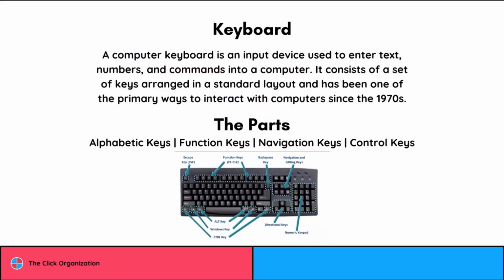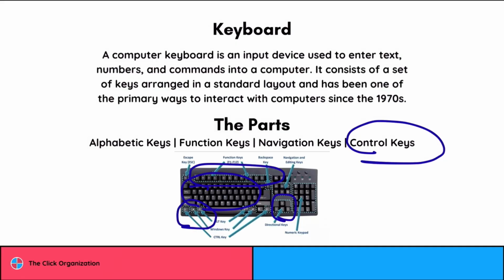That's it. The parts of a keyboard are alphabetic keys, as you can see in here, function keys, F1 until F12, navigation keys, as you can see, directional keys, and all the other things are navigational keys. And we have control keys, which are the Alt key, Windows key, Control key, and other keys. Also, we have numeric keys as well, if your keyboard is a full keyboard though.